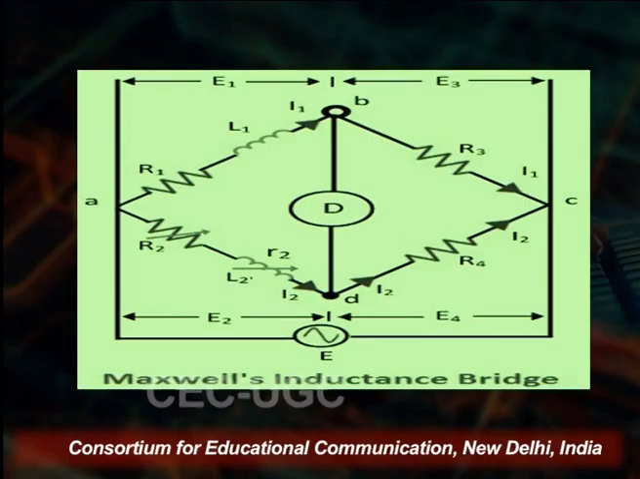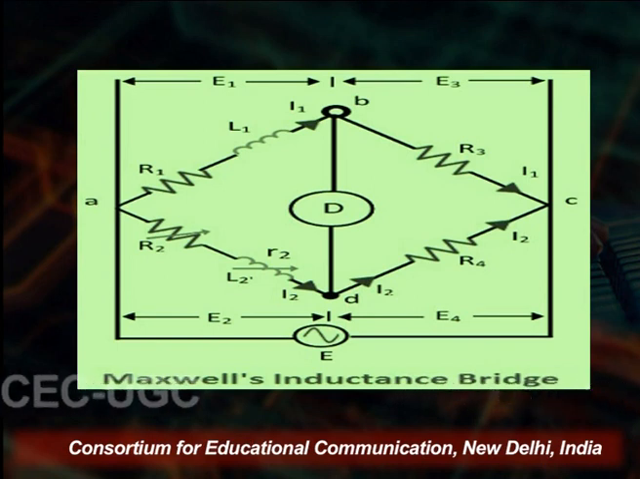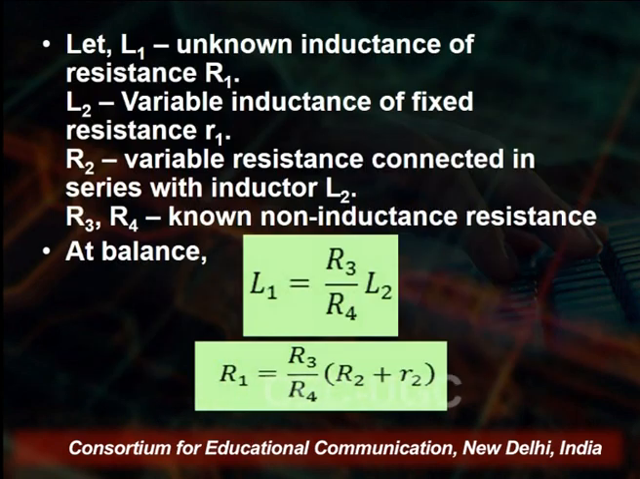The connection diagram of the balanced Maxwell bridge is shown here. You see that this is a Maxwell inductance bridge. R1, L1, R3, R2, R4, and a variable resistance are used here, and L2 is a variable inductance. So L1 is the unknown inductance with the resistance R1, which is also unknown. The variable inductance L2 has a fixed resistance r.